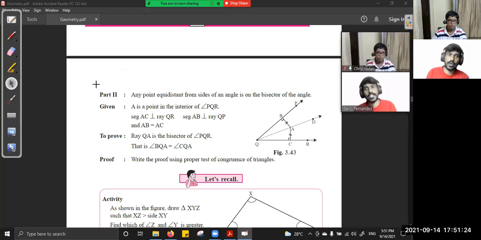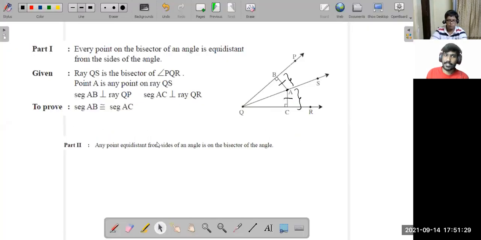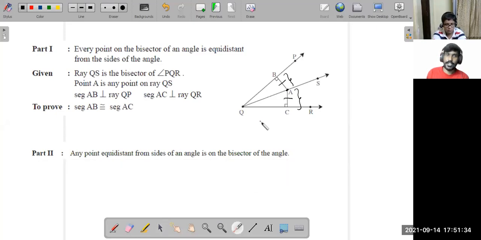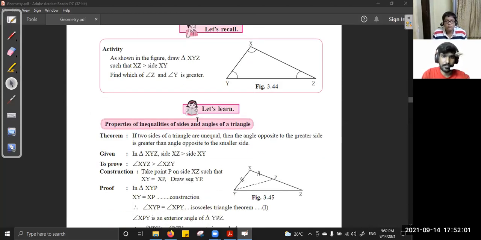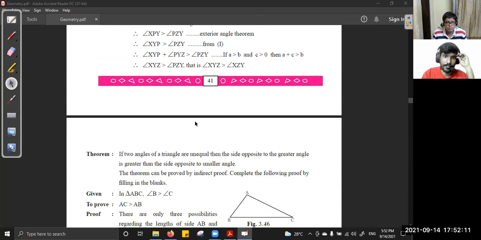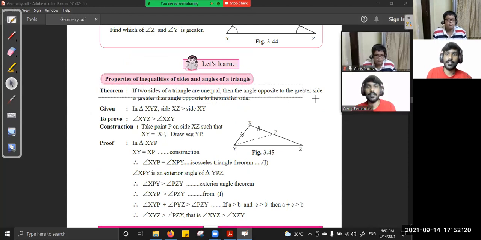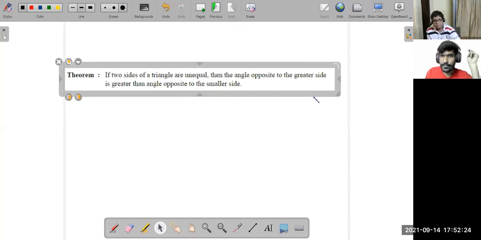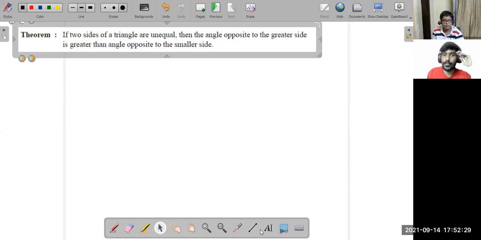Yes, I understand. And same thing with the converse. Same like the perpendicular bisector. If there is a point, any point which is equidistant from the sides of an angle, that means if this distance and this distance are equal to each other, then this point will lie on the angle bisector. It's just the opposite of that. This, I'll do it as a property, will not do it as a proof, but this is a very, very important theorem or a very, very important property.